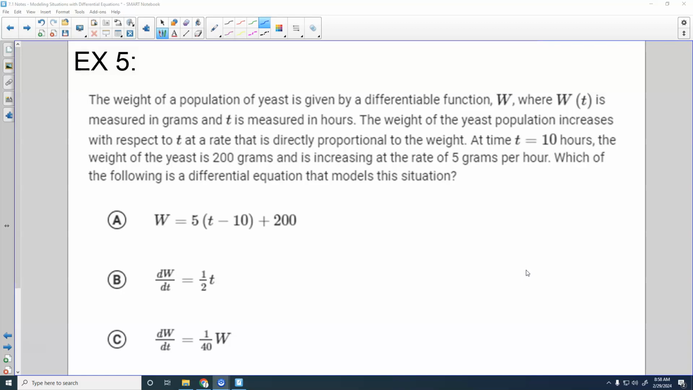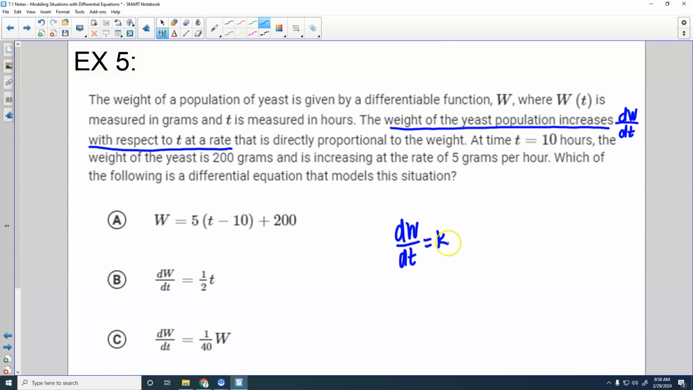What do you guys think? I think it's C. Okay. So, the weight of the yeast population increases with respect to T at a rate. What is that? dW/dt, because it's weight with respect to time, and we're dealing with the rate right here. So dW/dt equals K, because we're proportional to the what? Weight. So what can we throw out?